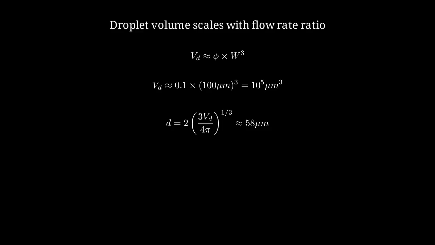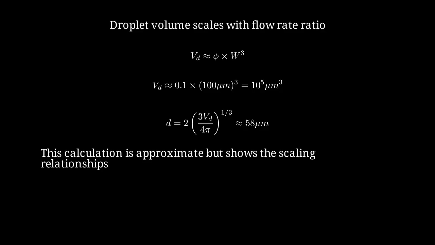For T-junction geometry, droplet volume is approximately proportional to the flow rate ratio times a geometric factor related to channel dimensions. Droplet volume V_D is approximately phi times W cubed, where W is the channel width. Plugging in our values, droplet volume is approximately 0.1 times 100 micrometers cubed, which equals 10 to the 5th cubic micrometers. Converting to diameter assuming a sphere, we use the formula D equals 2 times the cube root of 3V_D over 4 pi. This gives approximately 58 micrometers. This calculation is approximate, but demonstrates how channel dimensions and flow rates determine droplet size in a predictable manner.